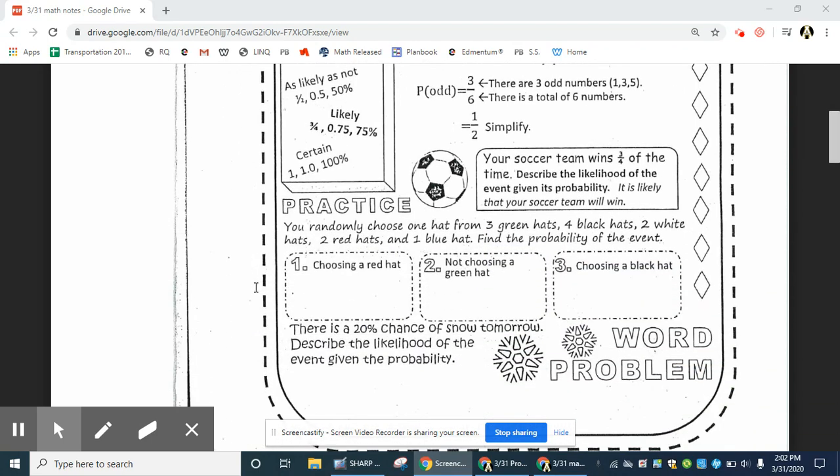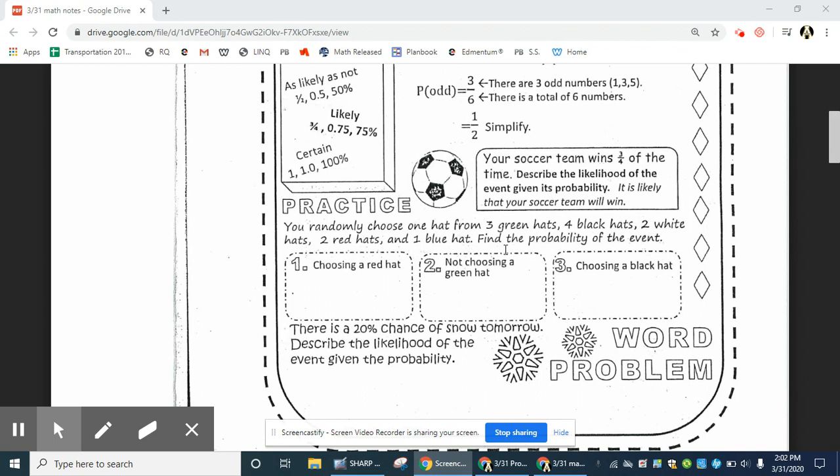Okay, so let's look right here. Your soccer team wins 3/4 of the time. We would describe the likelihood of that event, given its probability of 3/4, as being likely that your soccer team will win. And it's unlikely that your soccer team will not win.